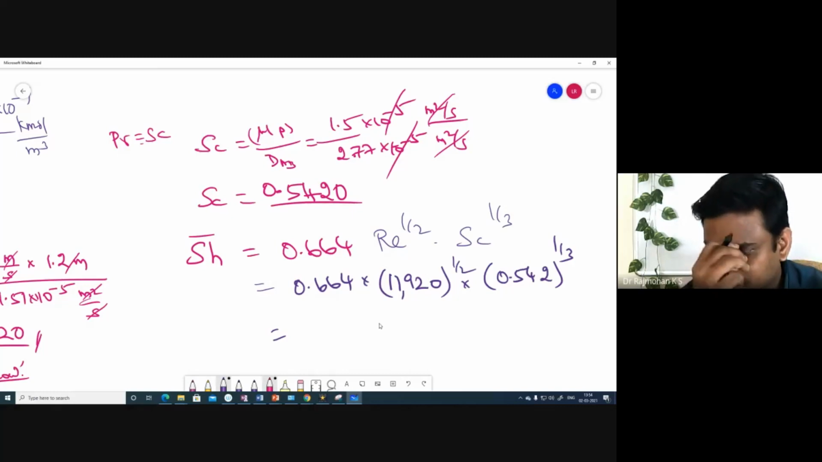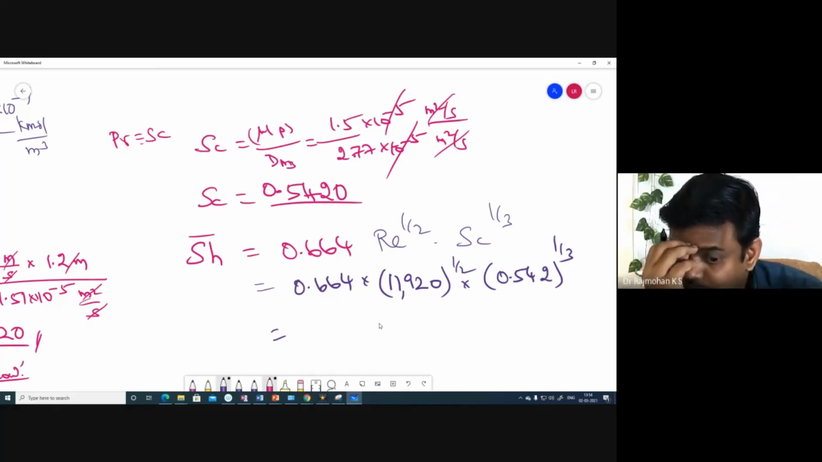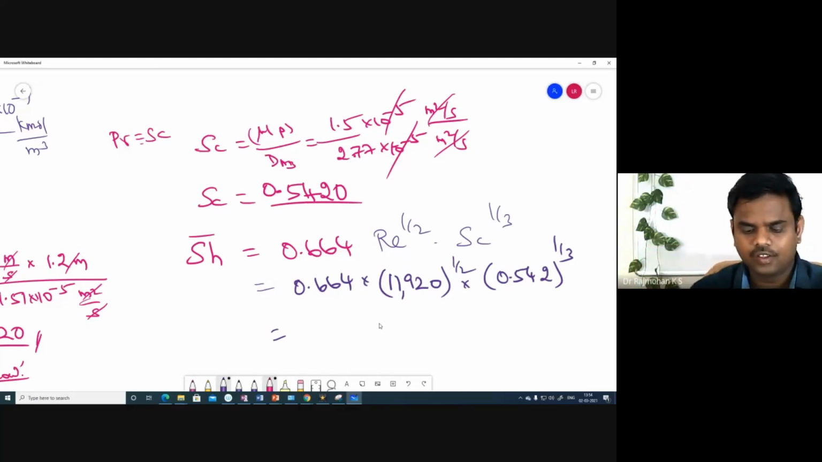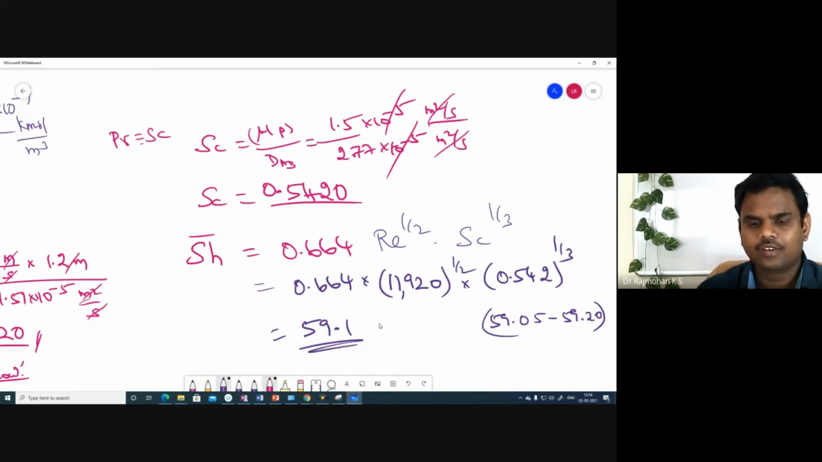So we get a value around 59.1. You'll be getting around 59.05 to 59.20. Whatever range you get, it's okay. So we get the Sherwood number value to be 59.1.